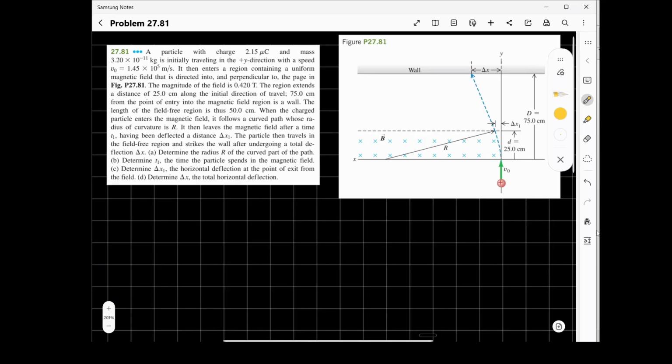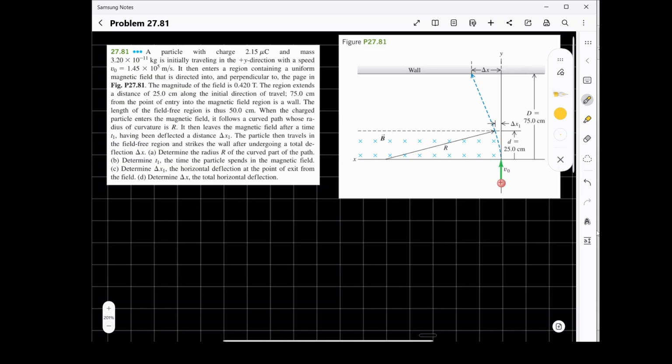Hey everyone, in this video, we'll be solving a really good problem from a book called University Physics by Young and Friedman. Here we are choosing today's topic to be from magnetism, and here is the problem.